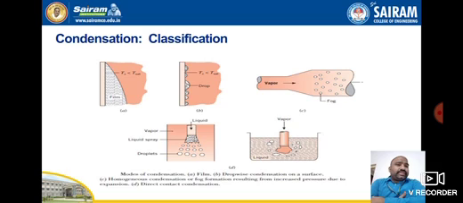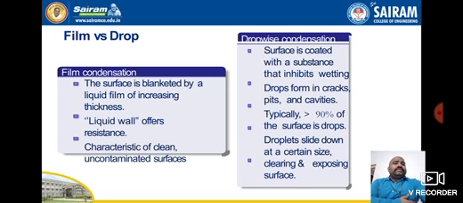And the last one is direct contact condensation. Vapor is there along with liquid spray and droplets. So these are all condensation classifications. Let us understand what dropwise and filmwise condensation are. In film condensation, the surface is blanketed by a liquid film of increasing thickness, and the liquid wall itself acts as a resistance. This is characteristic of clean and uncontaminated surfaces.